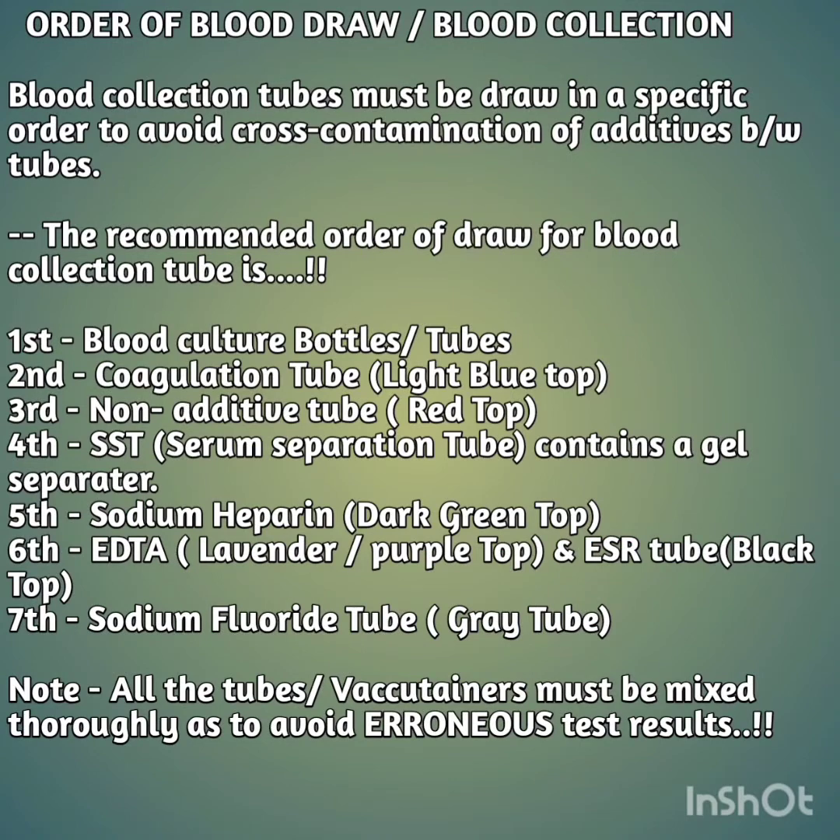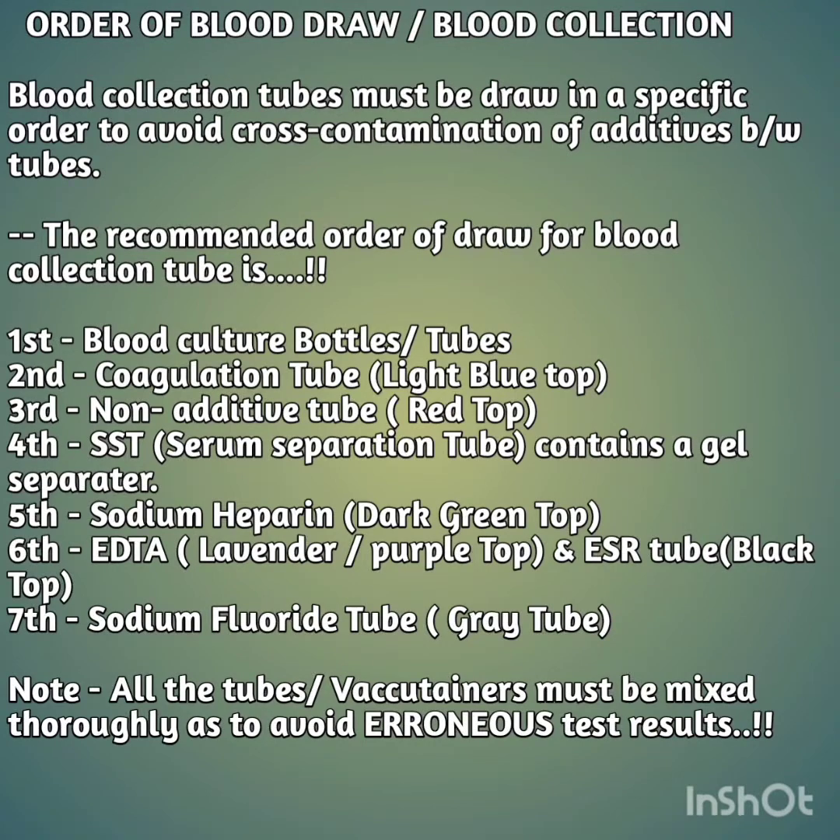So friends, what is order of a blood draw? Blood collection tubes must be drawn in a specific order to avoid cross contamination of additives between the tubes. So here we have a sequence of blood draw, that is blood collection. Why are we following it? To avoid cross contamination with the additives, which are nothing but the chemicals present in the vacutainers, the collection tubes.